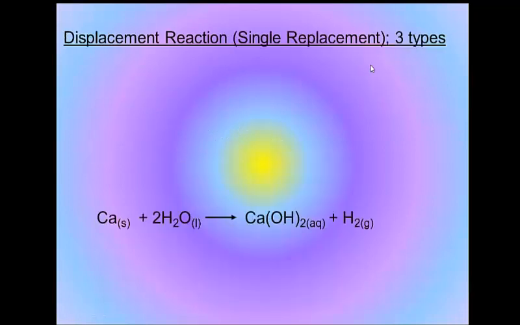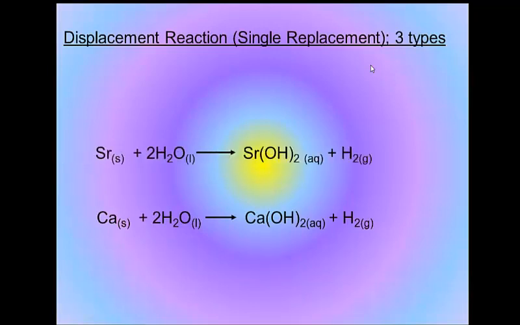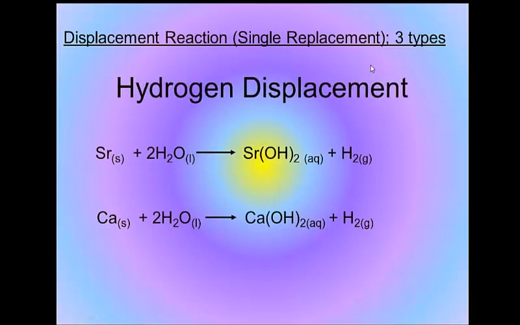Alright, displacement reactions, which you know as single replacement reactions. And there are 3 types. You have hydrogen displacement. A hydrogen has been displaced by something else. Notice the 2 examples are almost identical. You have to assign oxidation states.